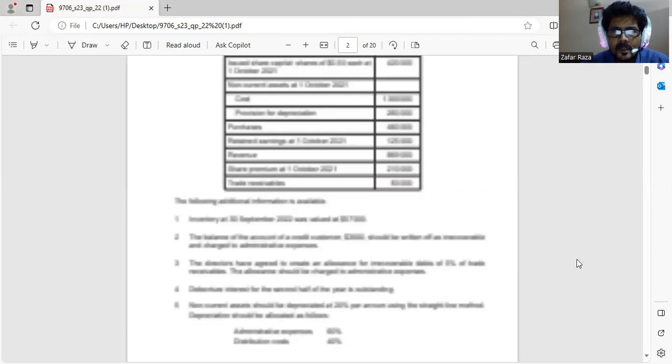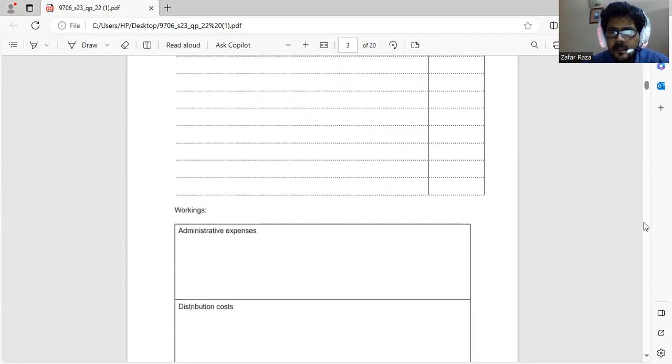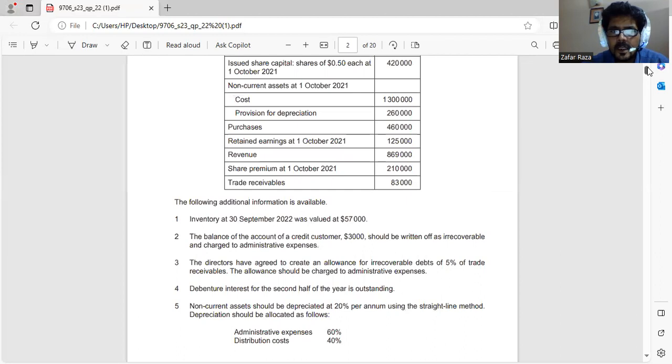So why is it coming blurry? Okay, I don't know why it's coming blurry. Okay, here it is. Additional information is given.